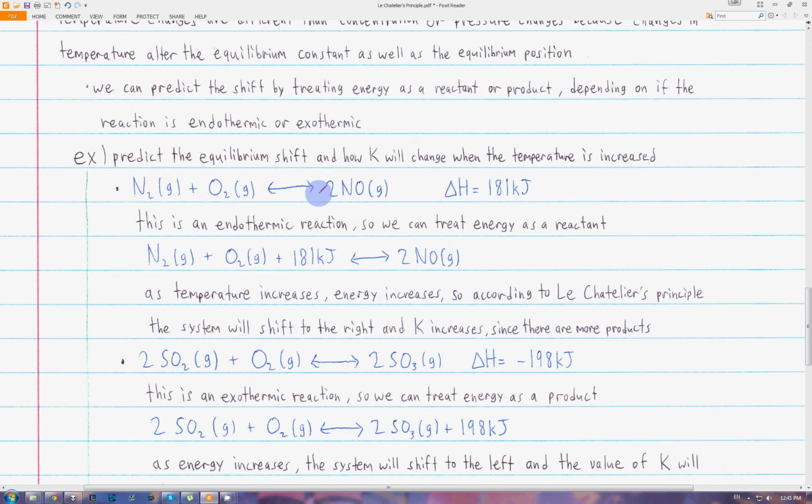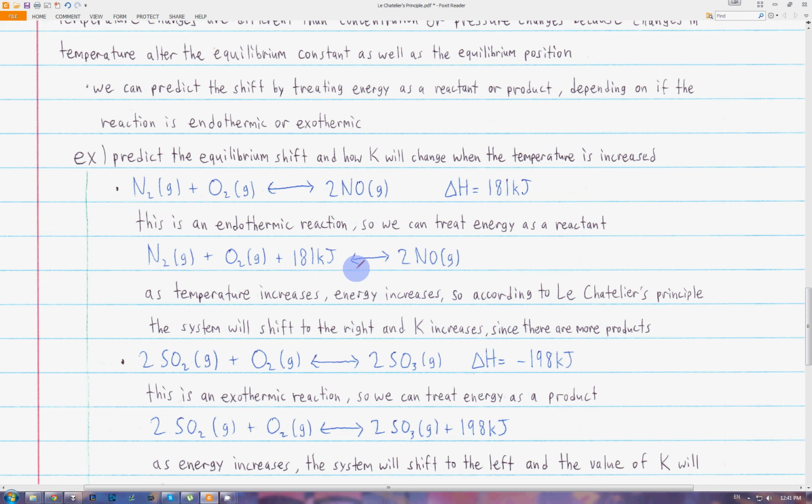So if we have this reaction with a positive delta H, remember a positive delta H means the reaction is endothermic. It takes in heat. So we can treat energy as a reactant, like this. And then from here, we just use Le Chatelier's principle to determine the shift when the temperature changes. So we want to know how the equilibrium will react when we increase the temperature. If we increase the temperature, we can pretend like the energy's concentration is increasing. So the reaction will shift to the right.